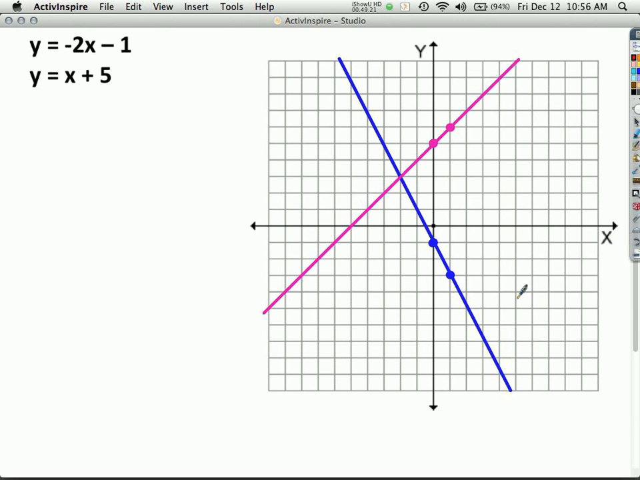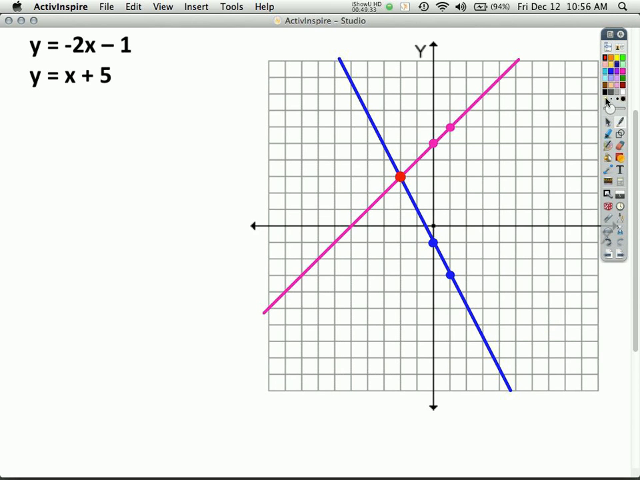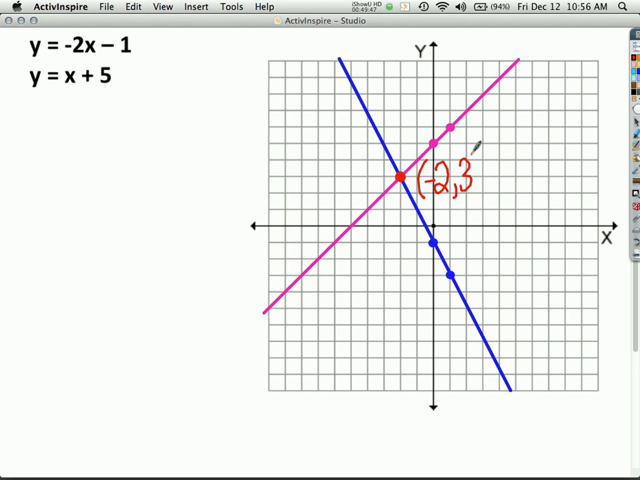Jamel, because you did such a good job the first time, could you remind us, what is it that we're actually looking for after all this work? Where they intersect. So we're trying to identify what is that point right there. Jamel, do you think you know the coordinates of it? Negative 2 comma 3 is our proposal.